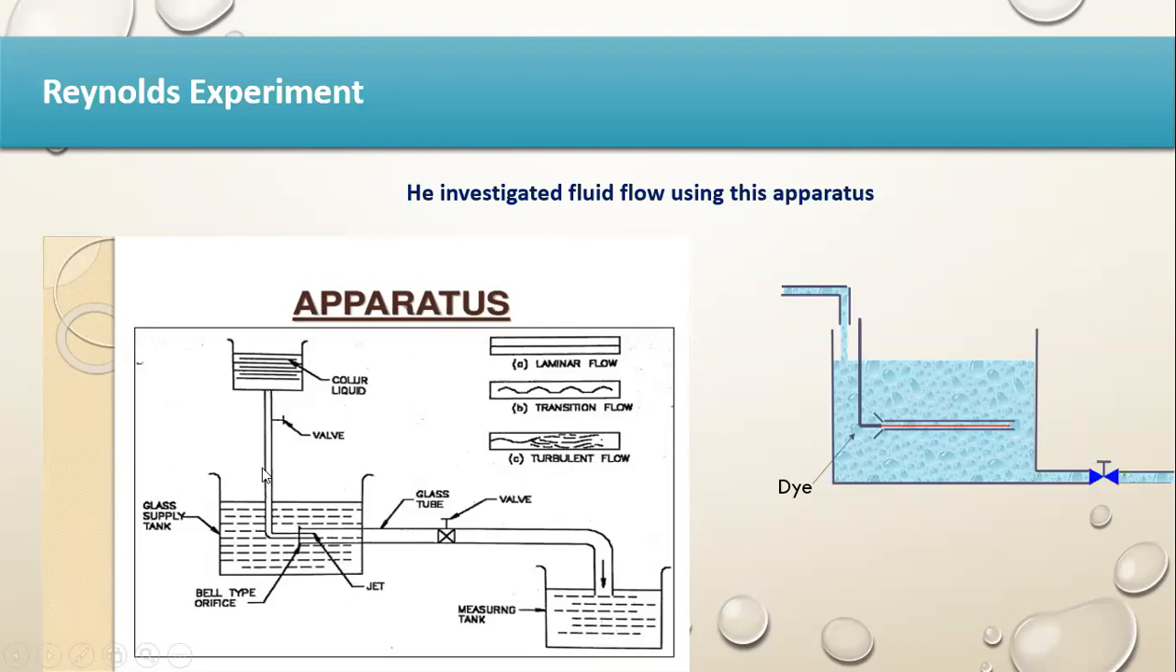So when the flow rate is small, what will happen? The colored liquid will flow in a very thin layer on a smooth basis, a streamlined flow. And when the speed of the flow of the fluid or the liquid is high, the dye will break up and it will mix with the reservoir which is having the water. This is the diagram.